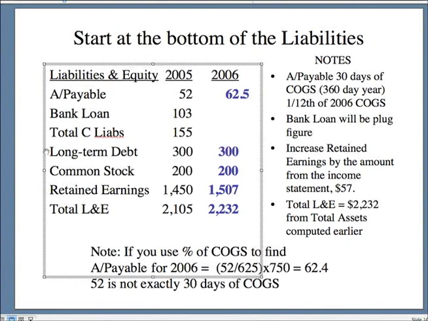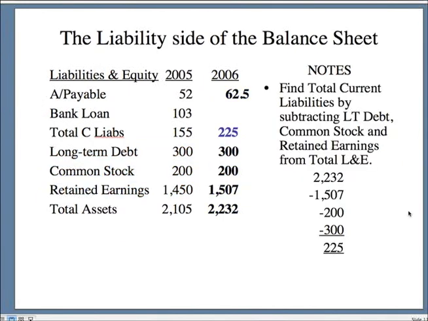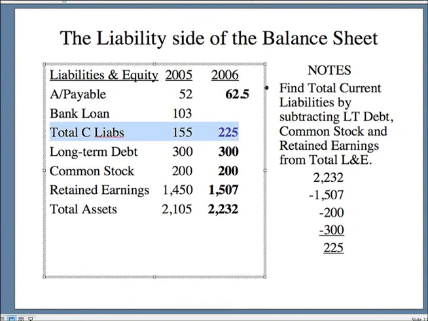Now, from this data, long-term debt, common stock, retained earnings, and total liabilities and equity, we can compute total current liabilities. We can add up the debt, the stock, the retained earnings, subtract it from the total, and that'll give us total current liabilities. So we do that, and that number is 225.